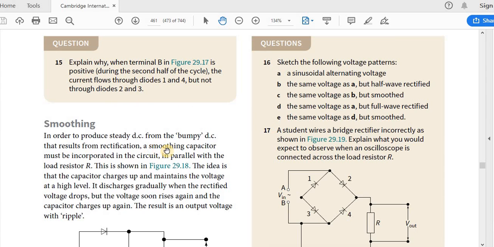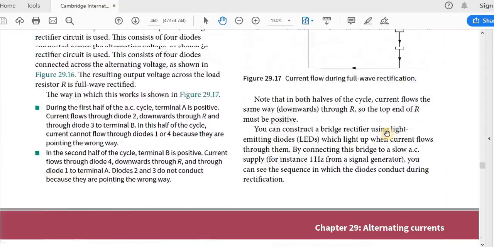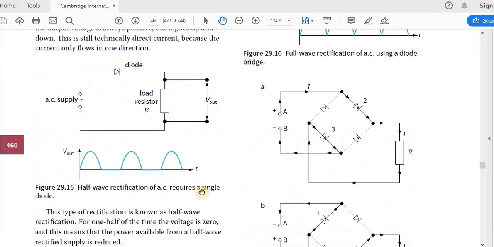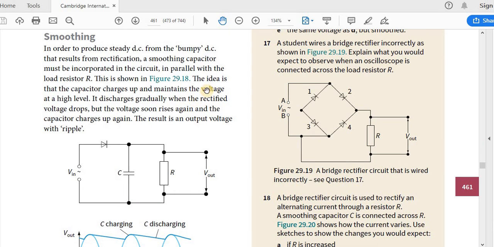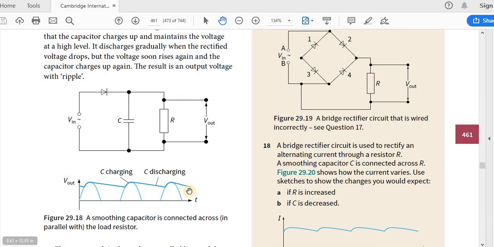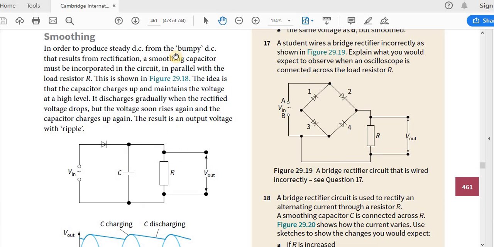In order to produce steady DC from the bumpy DC that results from rectification, a smoothing capacitor must be incorporated in the circuit in parallel with the load resistor R. Again you saw that here is the load resistor R. So we can connect a capacitor in parallel with the load resistor, and then what happens is this. Okay, this is the last bit. A smoothing capacitor must be incorporated in parallel with the load resistor. Remember, it has to be parallel.